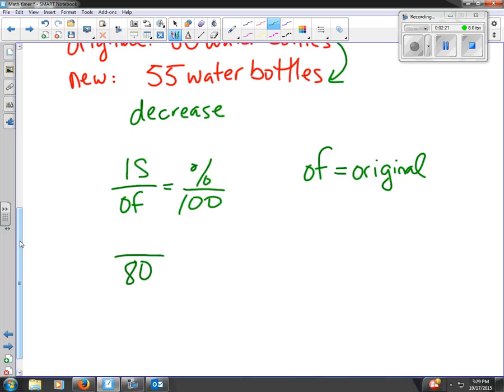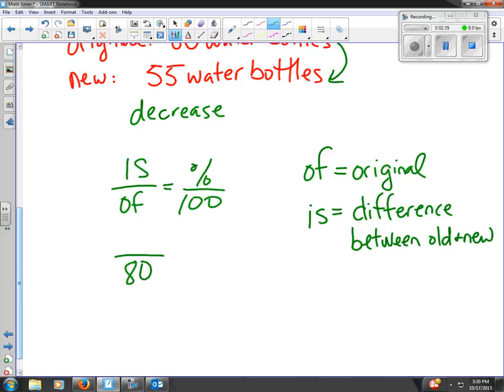Now, the is, you actually subtract and you get the difference. The is will be the difference between the old and the new. Okay, all right. So the difference is what? Well, 80 minus 55, and you get 25. So you want 25 in the is spot. You want the difference. And that equals your percent, which we're looking for, over 100.